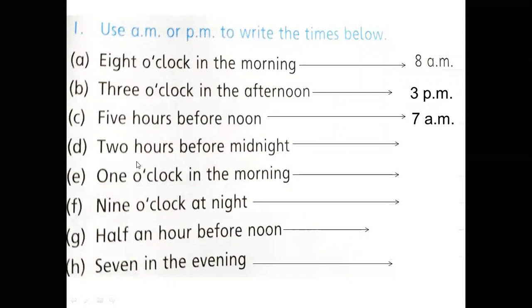2 hours before midnight. Midnight means 12 at night, so before 12, there is 10 p.m. 1 o'clock in the morning, 1 a.m. 9 o'clock at night, 9 p.m. Half an hour before noon, 11:30 a.m. 7 in the evening, 7 p.m.